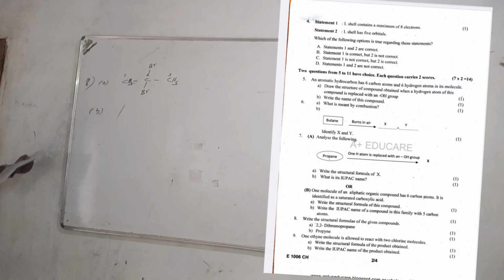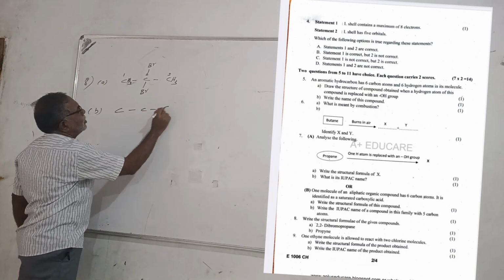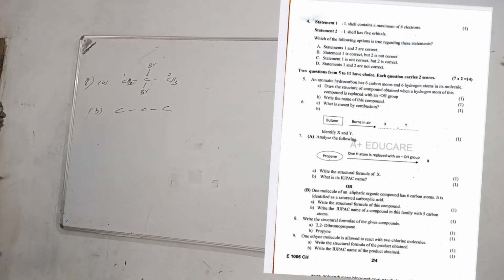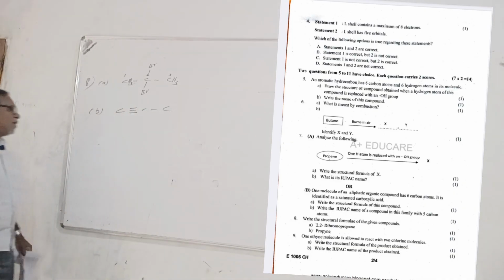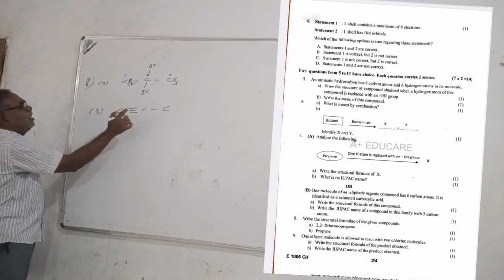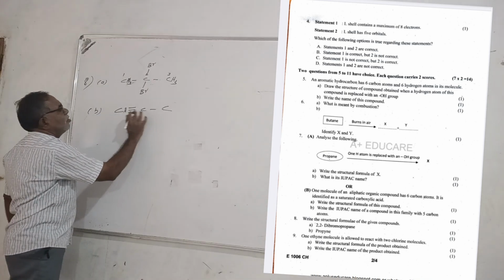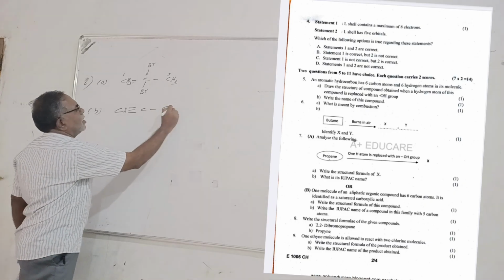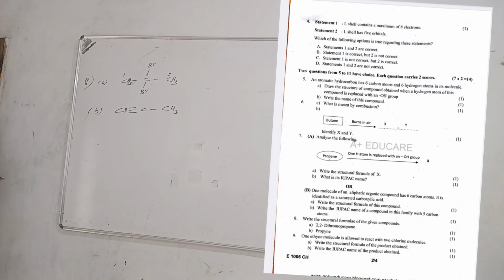Write the structure for propyne. So write 3 carbon atoms. 1, 2, 3. There is a triple bond. You can put the triple bond anywhere, here or here. And here 3 bonds are used, so only 1 hydrogen. CH. And here no hydrogen because 3 and 4 are used up, and here remaining CH3. So the molecular formula is C3H4, propyne. That is the structural formula of propyne.